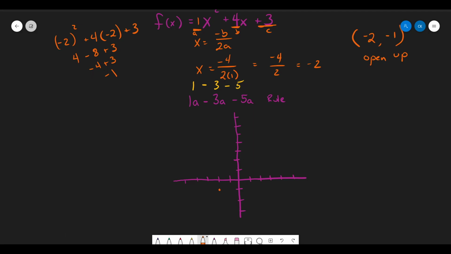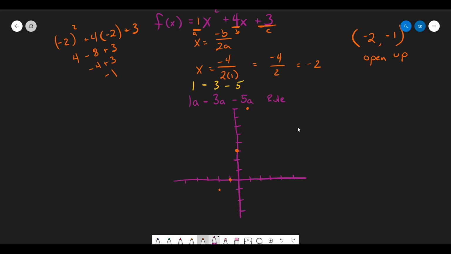And what that means is, from my vertex, I can go over 1, up 1, and put a point. That's the 1 part. I go over 1, up 3. I go over 1, up 5. So what we're doing is we are following this pattern, this over 1, up 1A, over 1, up 3A, over 1, up 5A rule to get all of my different points.